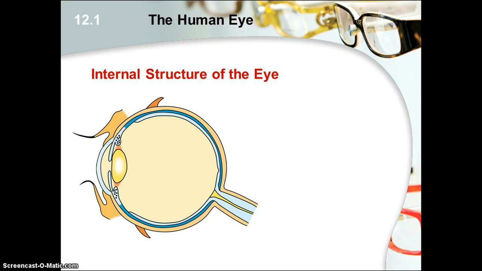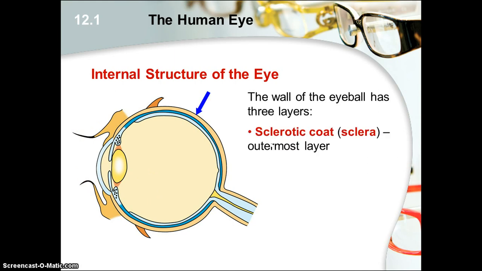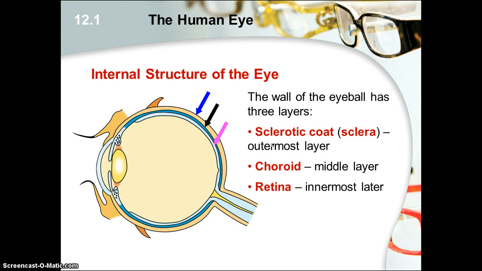Let's look at the internal structure of the eye now. Starting from the outer layer, we will see that the wall of the eyeball is made of three layers. First, the sclerotic coat, or the sclera, is the outermost layer. The choroid is the middle layer. The retina is the innermost layer.